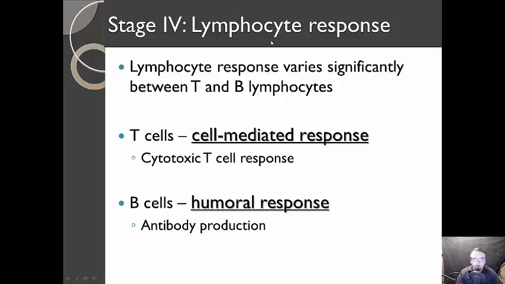So here we're showing the lymphocyte response, which is different in T cells and B cells. So T cells have what's called a cell-mediated response, primarily involving the cytotoxic T cells, and that was what I just mentioned with them destroying the virally infected cells. And then B cells is what we're going to get into in more detail now, and that is going to be involving antibody production.